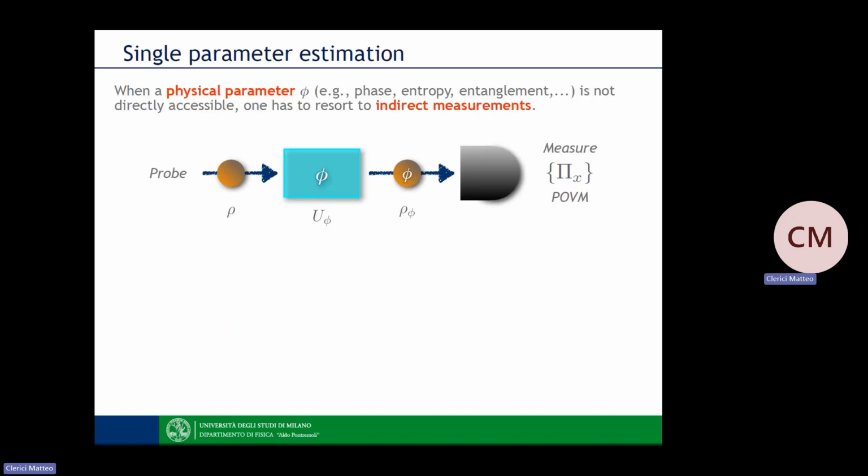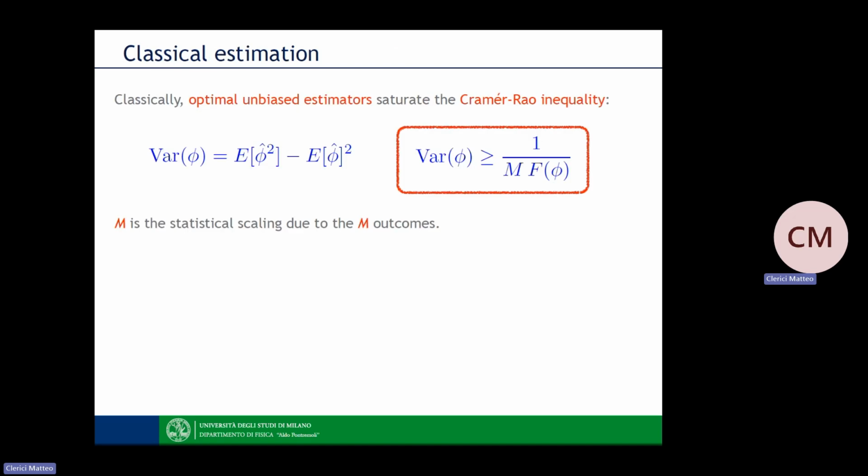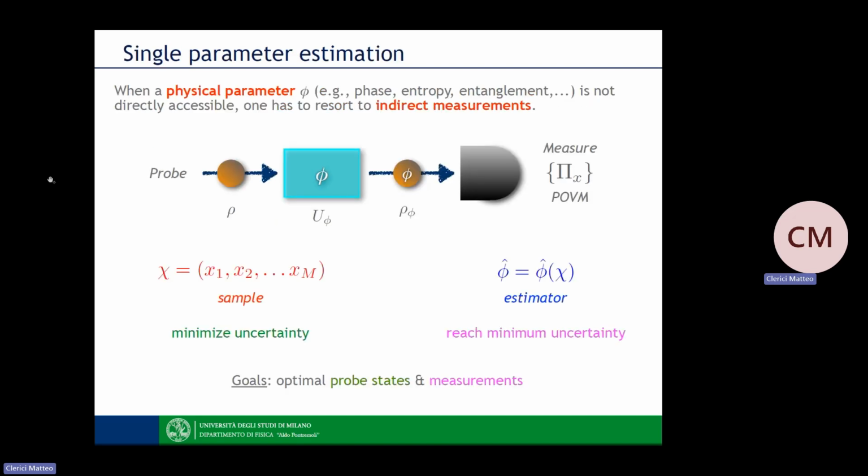A few words about single parameter estimation. Here, we want to estimate some parameter which is not directly accessible to a measurement. We have a probe state, usually a quantum probe, which interacts with the system. Here, phi is the unknown parameter. Then you have your state, which depends on the parameter. You perform some measurement. After that, you collect a sample of data and you choose an estimator. The goal here is essentially to find the optimal probe to minimize the uncertainty in your estimation and find the optimal measurement to reach this uncertainty.